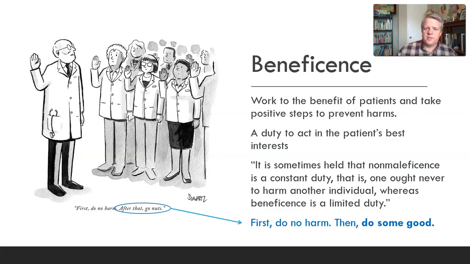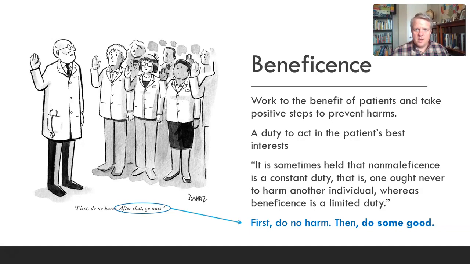Let's turn back to the principles now. The third principle of bioethics is the principle of beneficence. So we've had do no harm. The principle of beneficence says do some good. Right? First, do no harm, then do some good. Work to the benefit of your patients and take positive steps to prevent harms to them. It's a duty to act in the patient's best interest. It's a duty to further the patient's best interest.